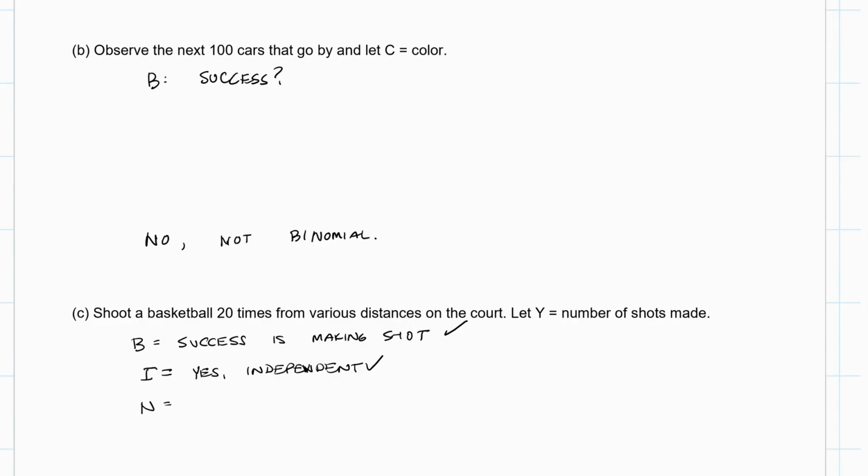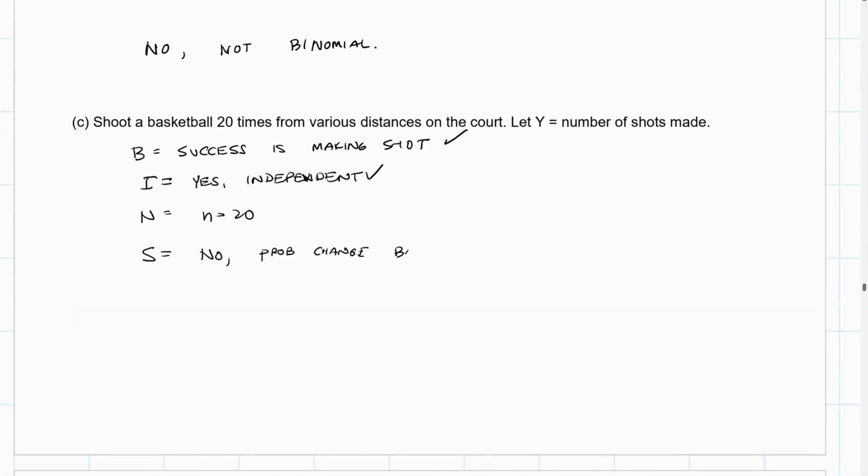And is there a set number of trials? Yeah. N is equal to 20. Same probability? Ah, this is where we fail. No, because probabilities change based on where you are in the court, based on your location. So it fails the same probability condition and therefore not binomial.